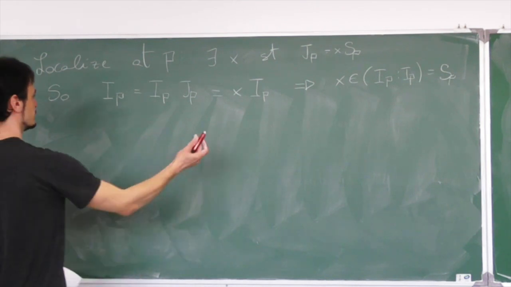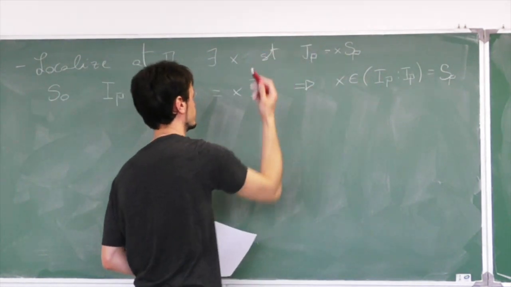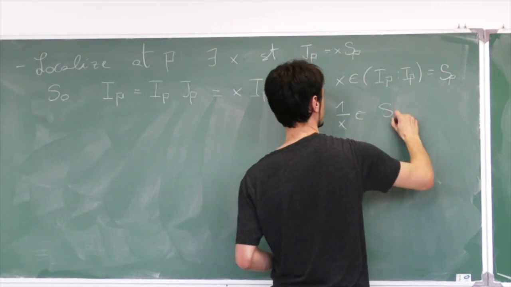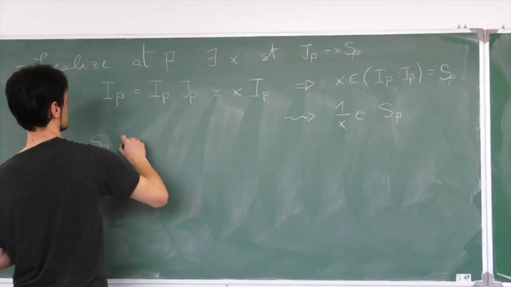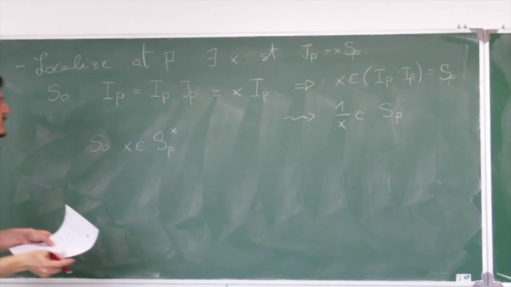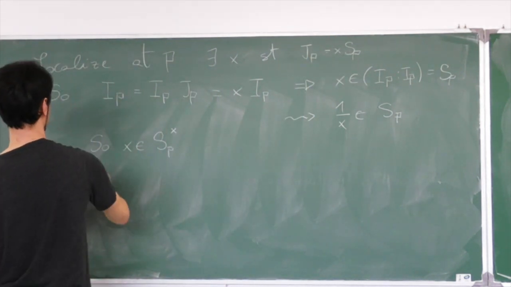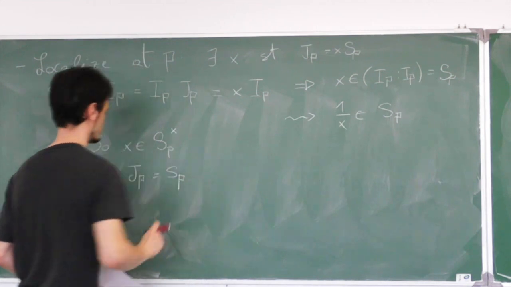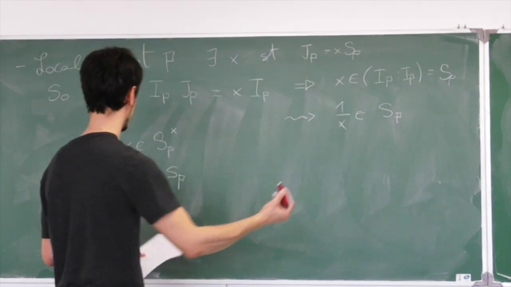But observe that you can do the same trick when you divide by X, because X is a non-zero divisor. It's a generator of an invertible ideal, so it must be a non-zero divisor. So in the same way, you get that 1 over X lives in S_P. So this means that X is a unit in S_P. And this means that the ideal J is generated by a unit, so J_P is equal to S_P. Right, and it's what we wanted to prove locally. We wanted to prove that J is equal to S, and this is true locally.